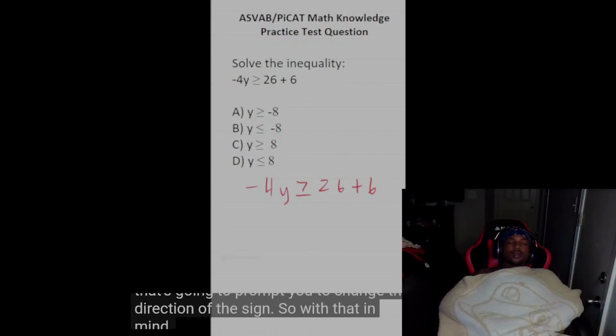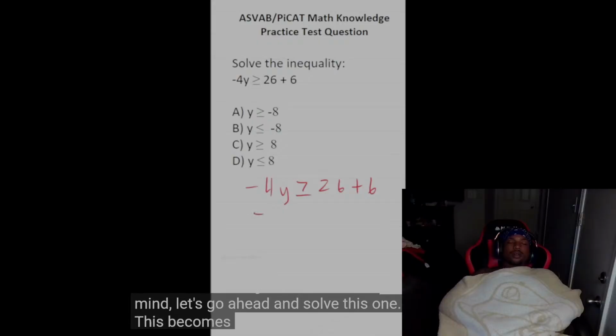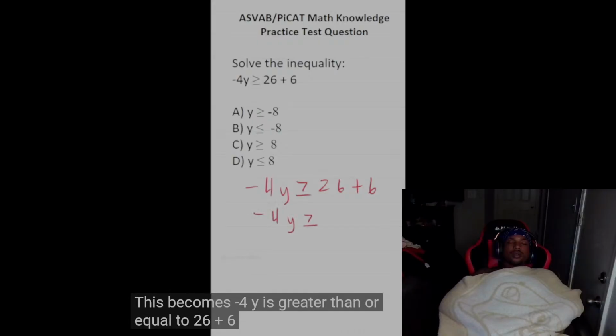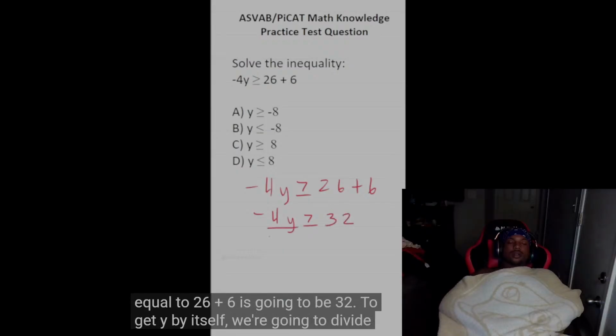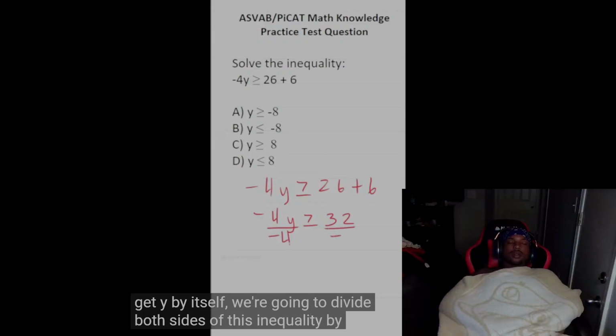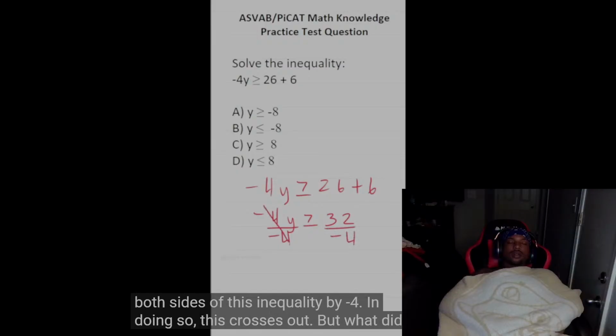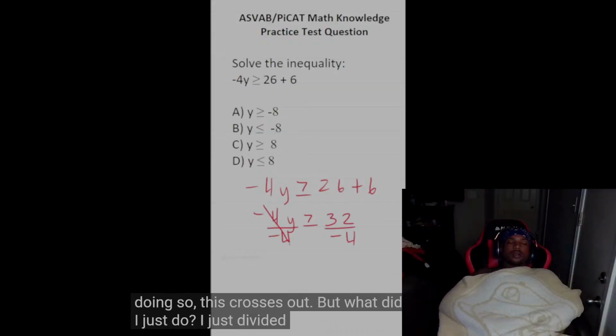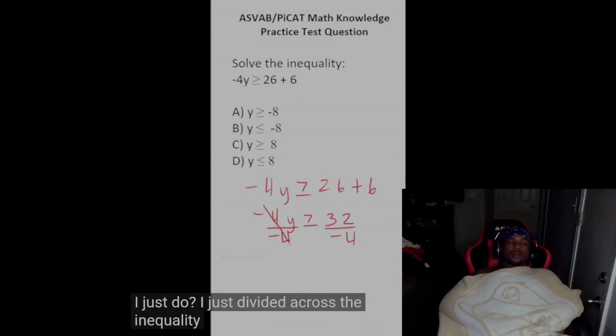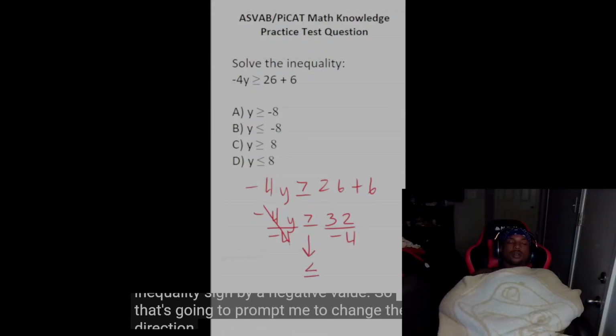So with that in mind, let's go ahead and solve this one. This becomes negative 4y is greater than or equal to 26 plus 6, which is 32. To get y by itself, we're going to divide both sides of this inequality by -4. In doing so, this crosses out. But what did I just do? I just divided across the inequality sign by a negative value. So that's going to prompt me to change the direction of its sign.